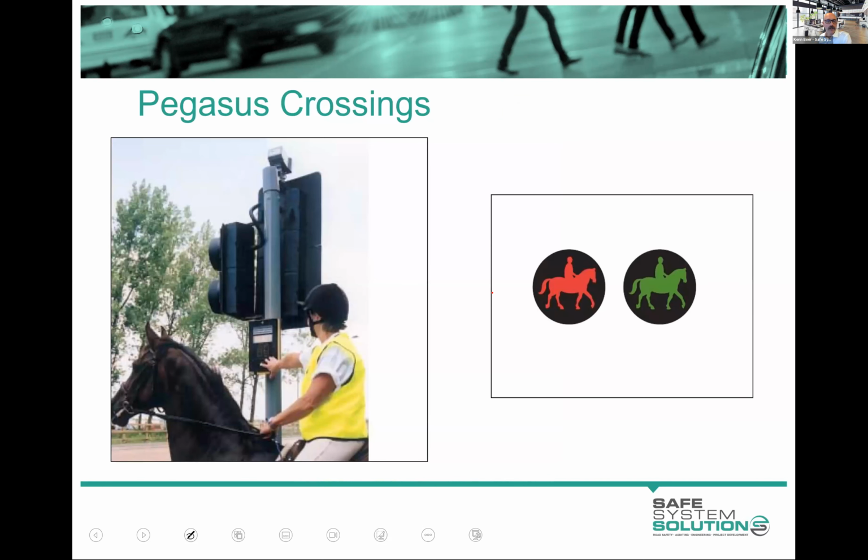There are Pegasus crossings. Again, it's a little road rule quirk of a horse being a vehicle of its own, and you can't drive a vehicle across, so you've got that. The horse symbol and the higher push button.